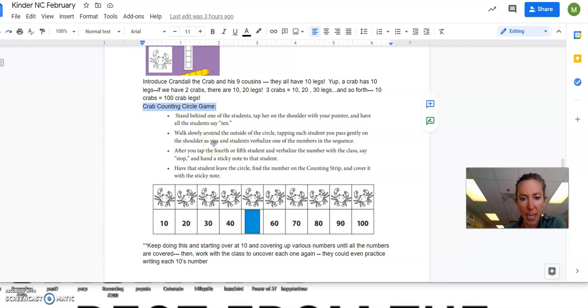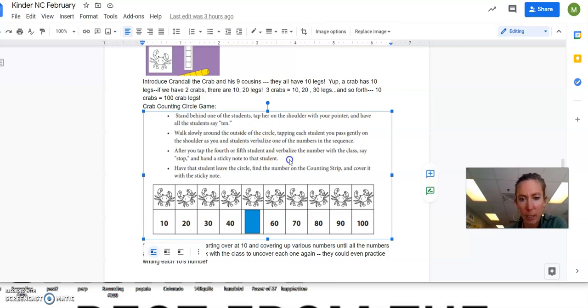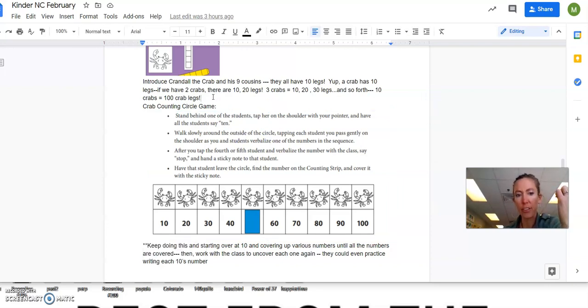Okay? And you can play a certain game with Crandall the crab to work on tens numbers. So you'd have kids standing in a circle, and it explains what you do right here, and you're counting by tens, but then every so often you stop. You'll say stop, and you hand a sticky to that person. So let's say we stopped on the number 50, and then they have to go take their sticky note up to this that you printed out on the board, and they have to stick it at the number 50.